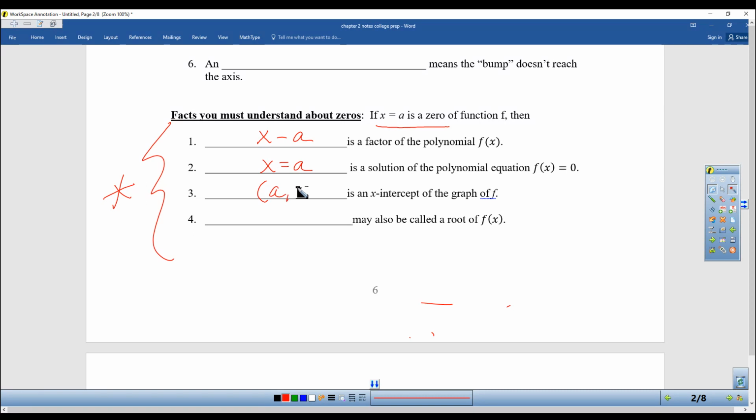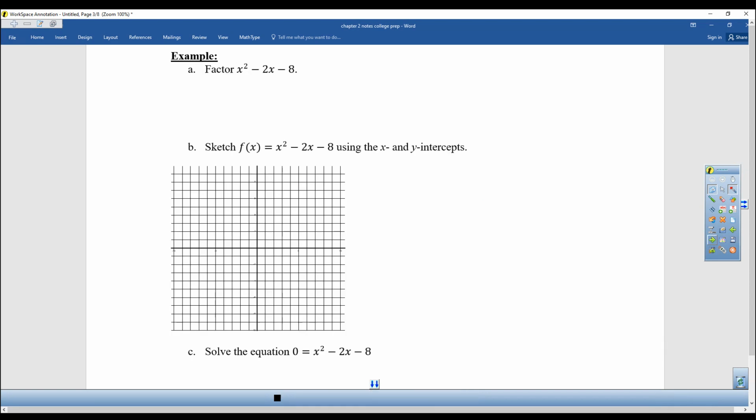A comma 0 is an x-intercept. And x equals a, in some books, you might see it called a root. That one's not quite as important, and I don't want it to confuse you. When I was growing up, they were called roots, not zeros. So there are still some books out there that call them roots. All right, I'm going to start with this example to give you a sense of what this means.